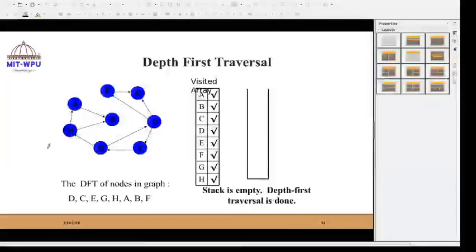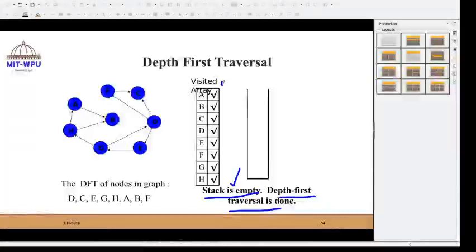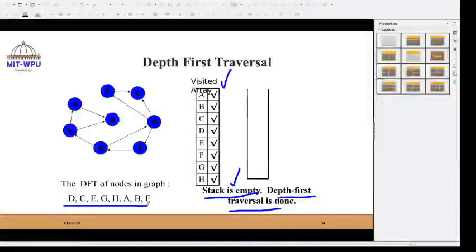So this will be the answer, where you can see that the stack is empty at the end and our DFS part is done. Three conditions we are going to check: the stack is empty, the visited array is completely marked, and each and every vertex of that particular graph is successfully visited.